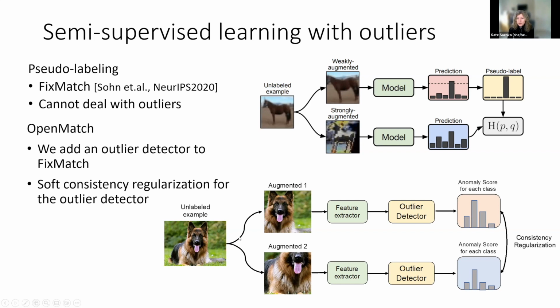The way this works is we have an unlabeled sample, which becomes augmented in two ways. The features are extracted.